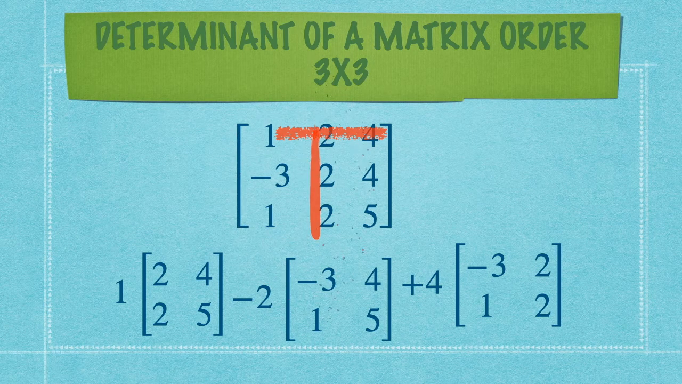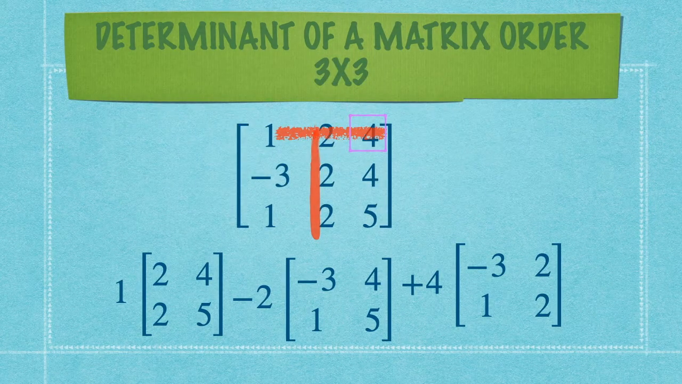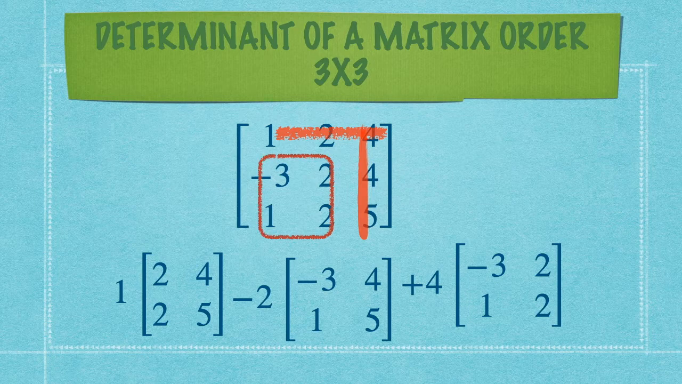Now, the final part is where we have the plus 4. Remember, it's coming from the first row where we have the 4. So we have plus 4. Then we need the 2 by 2 matrix. So we are going to eliminate the last column, 4, 4, 5. So we have the 2 by 2 matrix, negative 3, 2, 1, 2, as you can see.